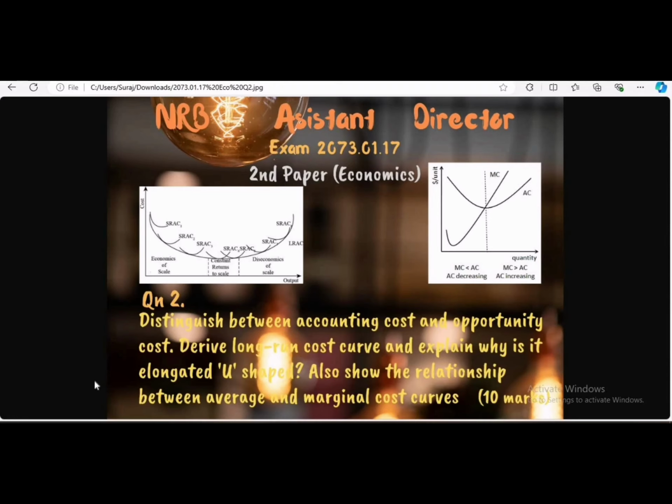Today we are going to talk about another crucial question of 2073, Baisakh 17, and that question is: distinguish between accounting cost and opportunity cost. Derive long run cost curve and explain why it is elongated U-shaped. Also show the relationship between average and marginal cost curve, which carries 10 marks.